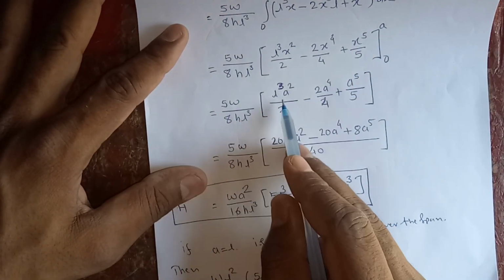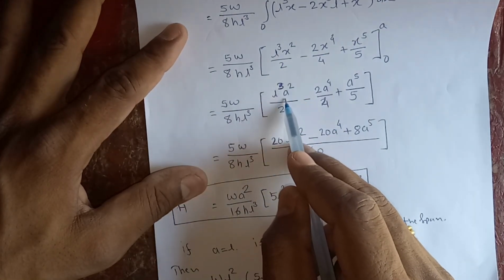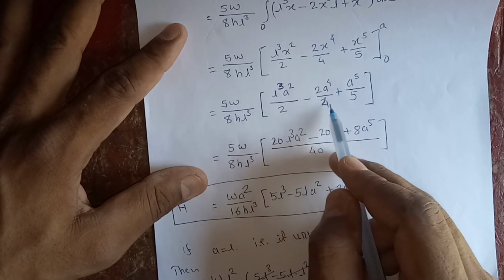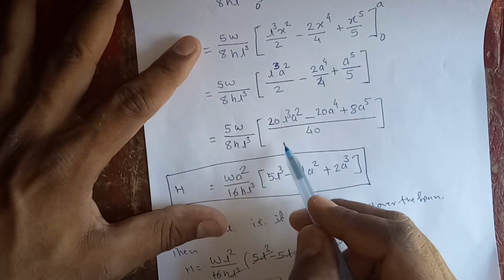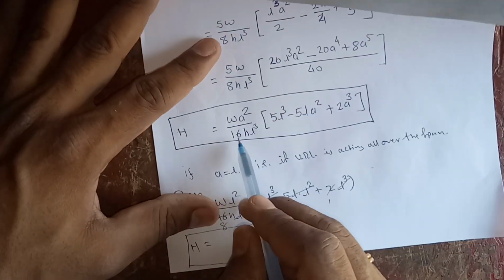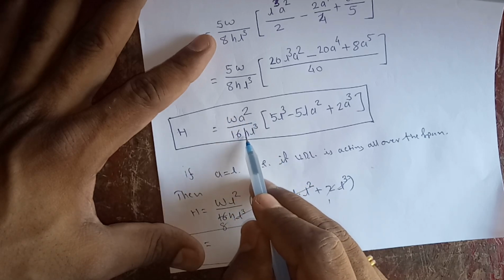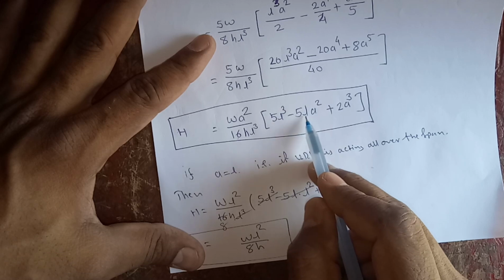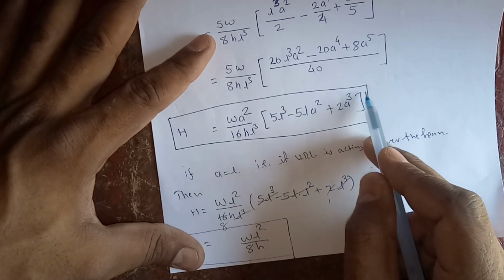So we'll substitute x equal to a now. So this is L cube into a square by 2 minus 2 a raised to 4 by 4 plus a raised to 5 by 5. So if you take LCM and simplify, then what we'll get is H is equal to w a square by 16 h L cube in bracket 5 L cube minus 5 L a square plus 2 a cube.